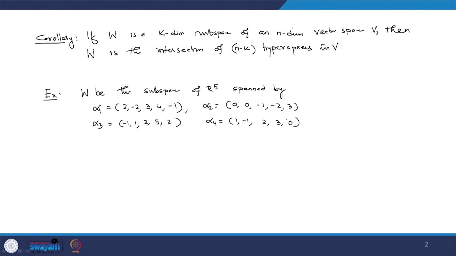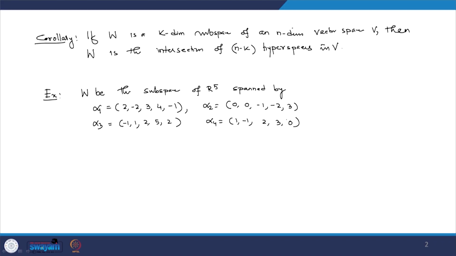I will prove it first through examples and then theoretically also. So, I have taken a subspace W of R5, the space of 5 tuples. The dimension of V equal to R5 is 5, and the subspace W is spanned by the given 4 vectors, say alpha 1, alpha 2, alpha 3, alpha 4. I do not know the dimension of the subspace W. The dimension may be 4, maybe 3, maybe 2 or maybe 1.